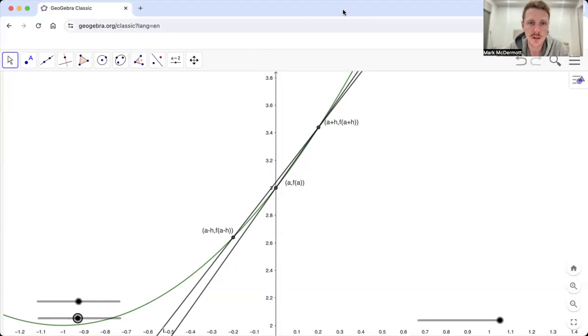So hopefully that clarifies that question a bit. I think it's a nice application of differentiation. So good luck with studying.